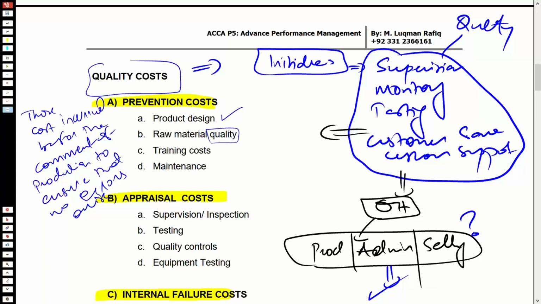It's monitoring of the quality of the products that are being purchased. That is all going to be considered as what? Quality prevention cost. Then there is this training cost.